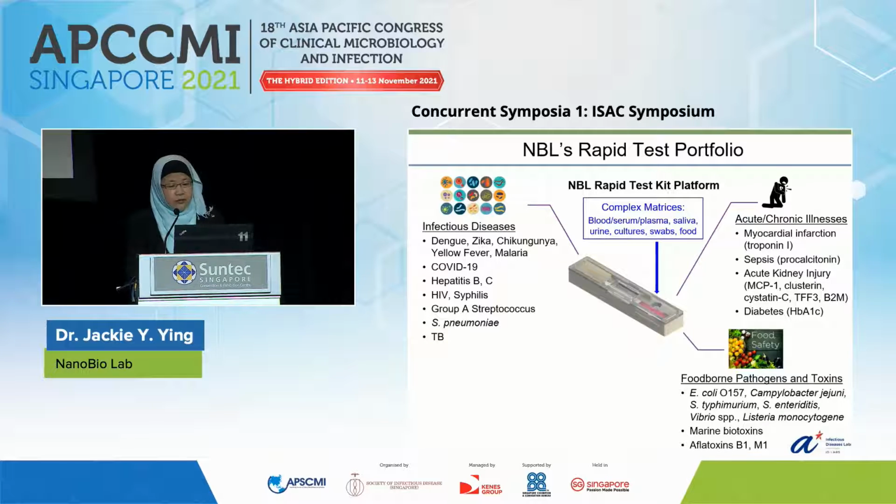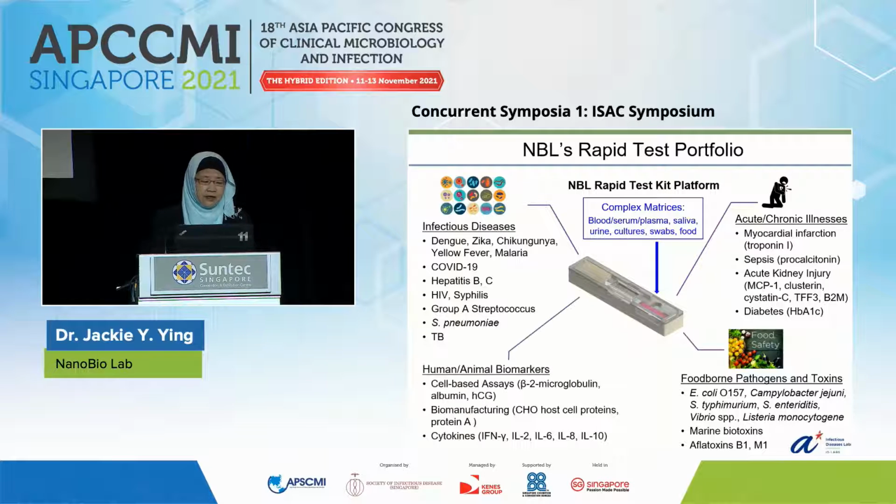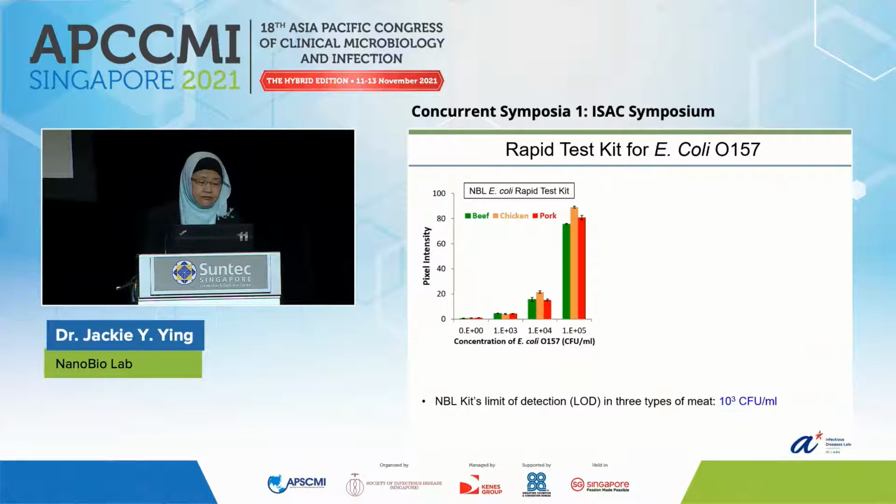This technology can also be used for looking at foodborne pathogens and toxins. And last but not least, we can use them to look at various human and animal biomarkers, which are very important in biotechnology. For example, they can be used to look at whole cell proteins, protein A in the biomanufacturing.